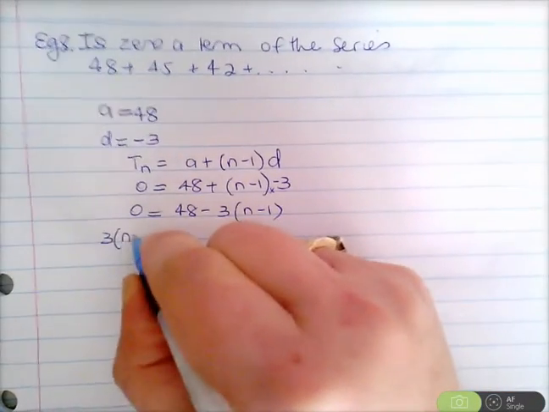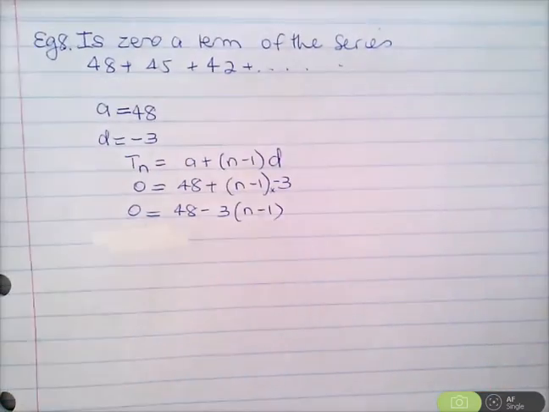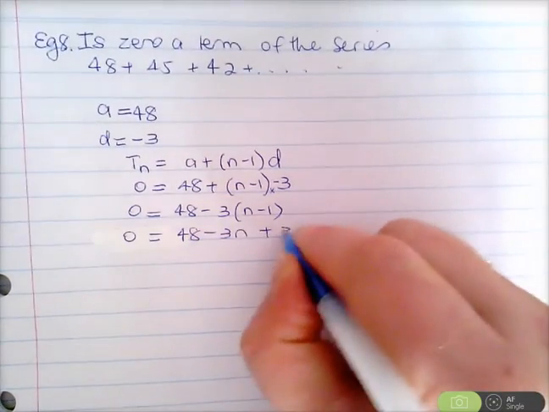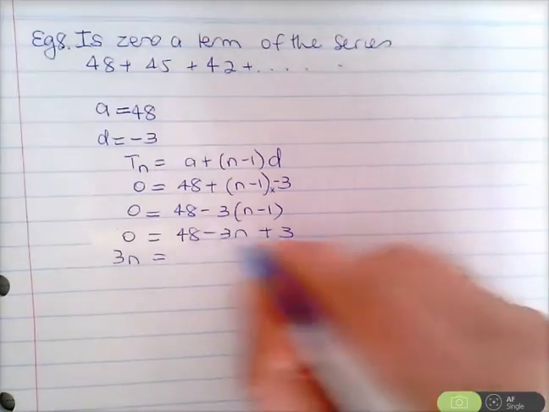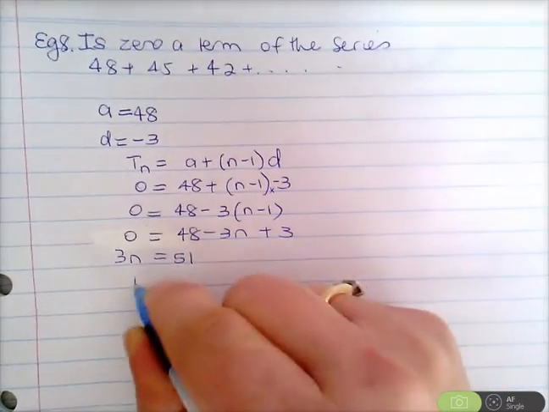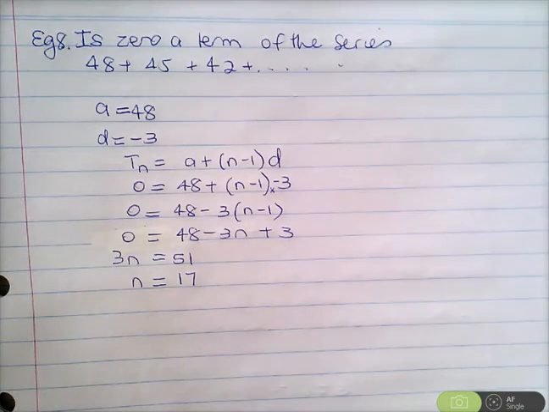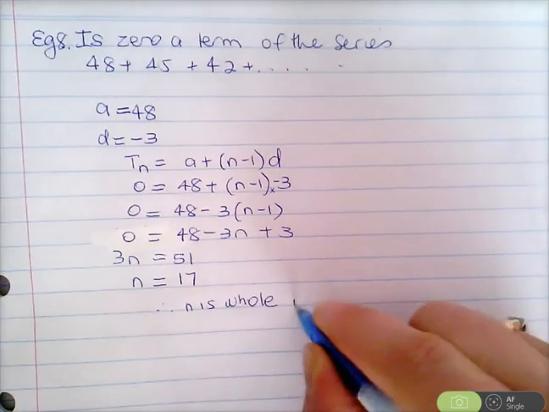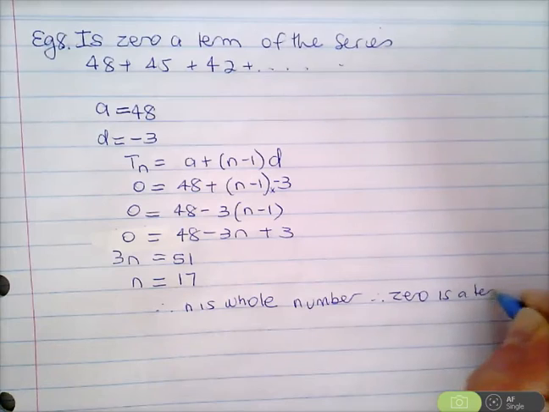Well, I can just expand actually. So 0 equals 48 minus 3n plus 3. Just be careful here in your expansion. So therefore, taking this 3n over, we get 3n is 51. And so therefore, n is 17. So it does appear that n is a whole number. So therefore, 0 is a term of the series.